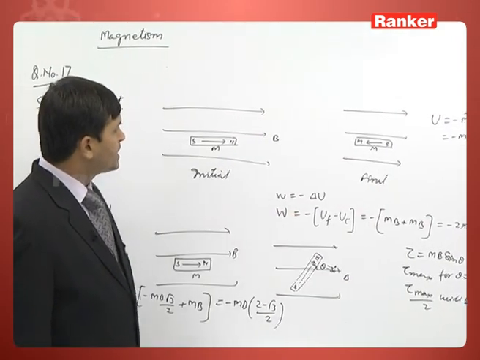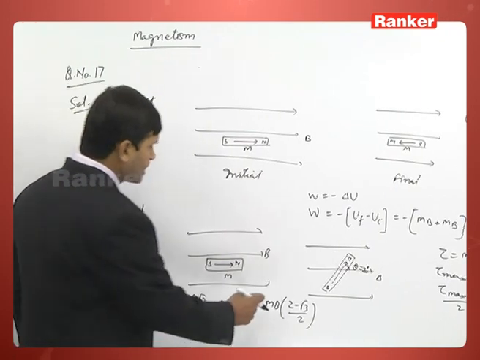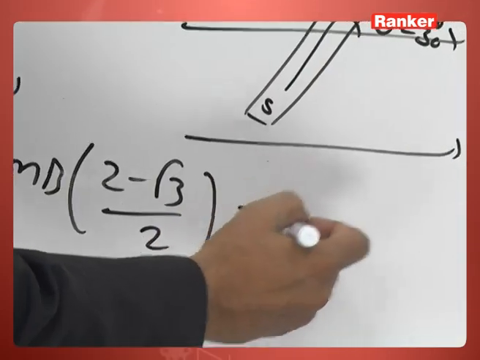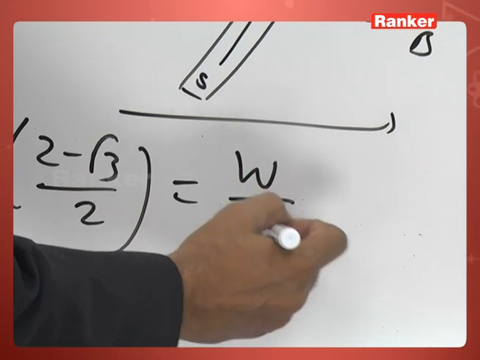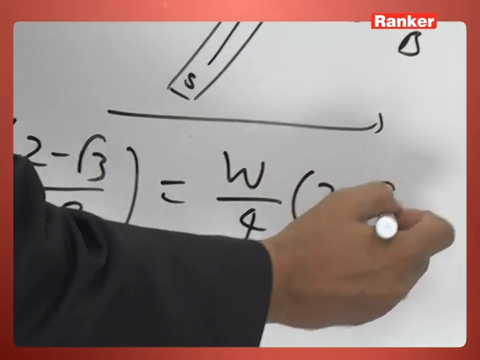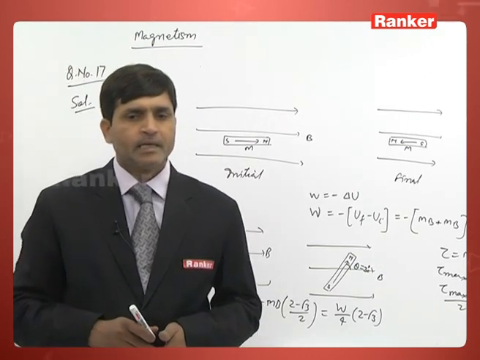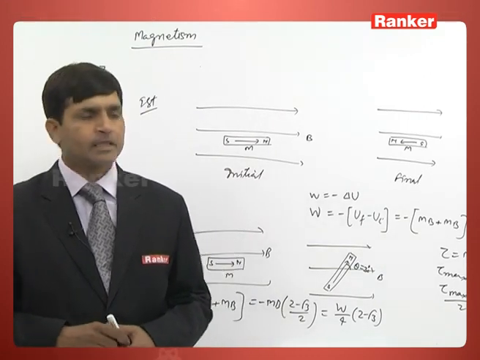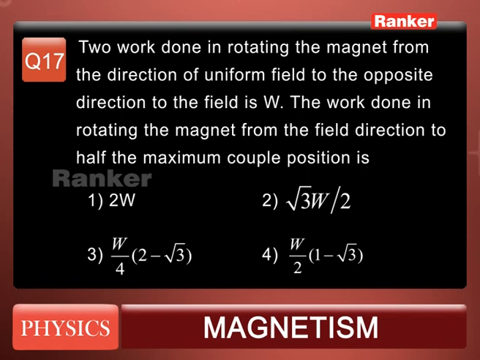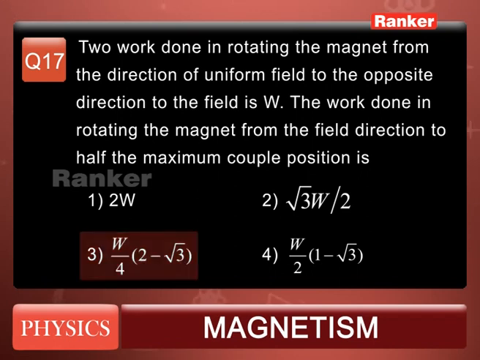So minus MB is written as W by 2. The minus MB or W by 2. This will be your W by 4, 2 minus root 3. So this is the new work done, and this is the same as we got earlier, so the correct option is your option 3, which is saying W by 4, 1 minus root 3.